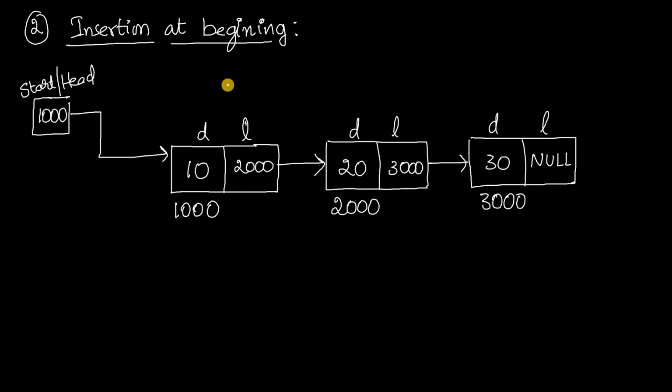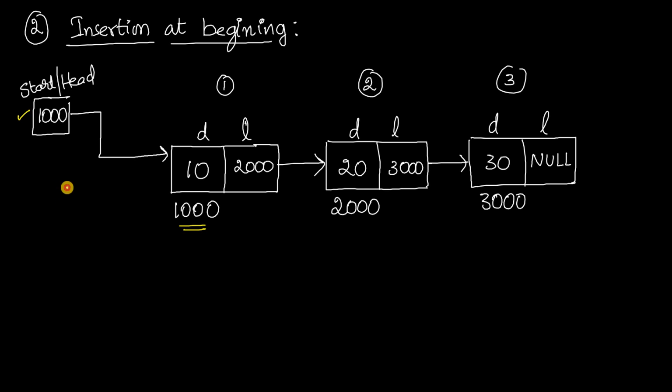Take this situation. We are having at present three nodes in the list. This is the first node, this is the second node, and this is the third node. Now I want to insert a node at the beginning, right? So first of all, see here, this is the first node, whose address was stored in a pointer called start or head, right?